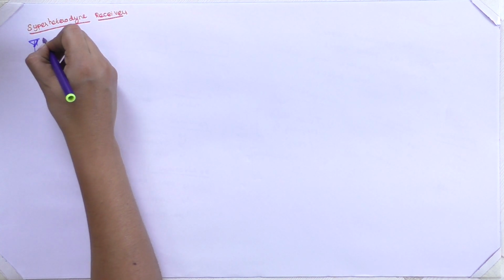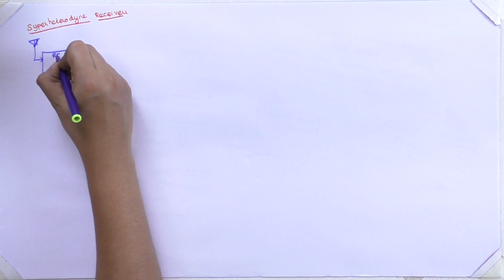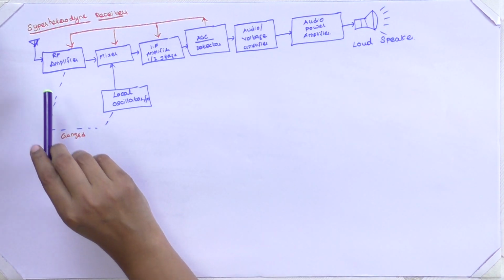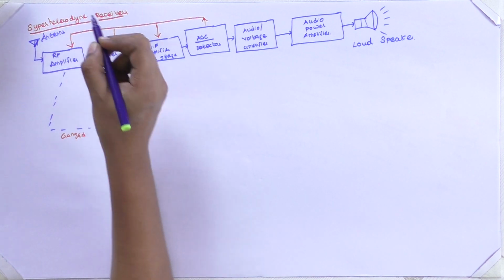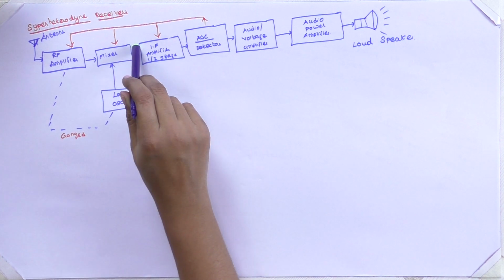After picking up the antenna signal, it is fed to the RF amplifier. This is our block diagram for the superheterodyne receiver. First, we will have an antenna which will pick up our modulated signal, followed by an RF amplifier which is fed to the mixer.